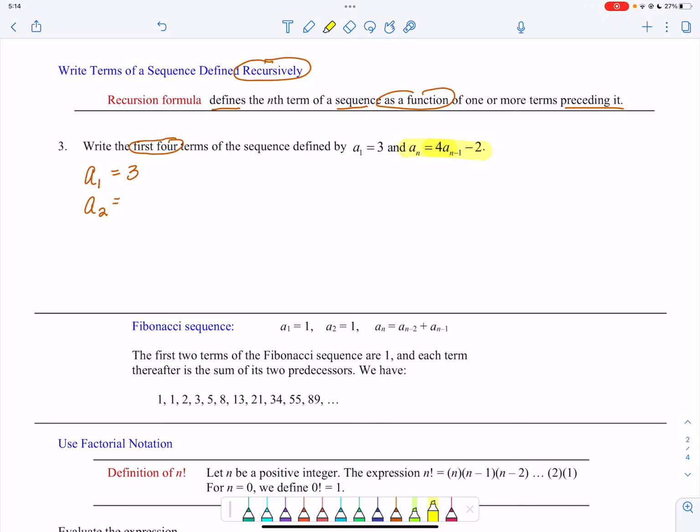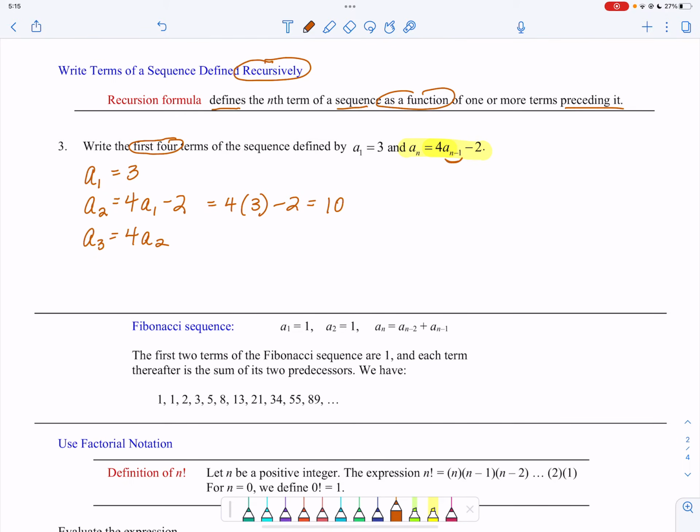A sub 2 is equal to 4 multiplied by a sub 1 minus 2. And that's equal to 4 times 3 minus 2. And that's equal to 10. Let's try a sub 3. A sub 3 is equal to 4 multiplied by a sub 2.